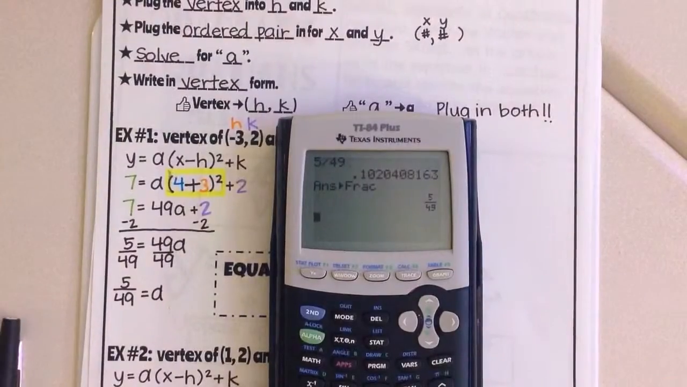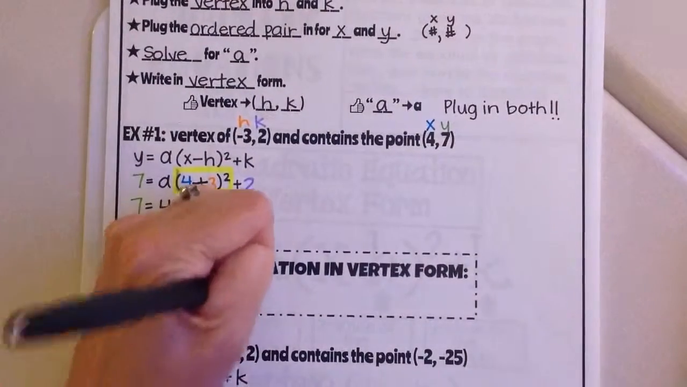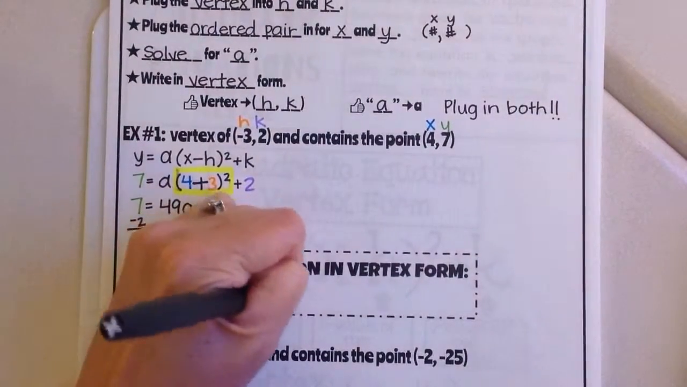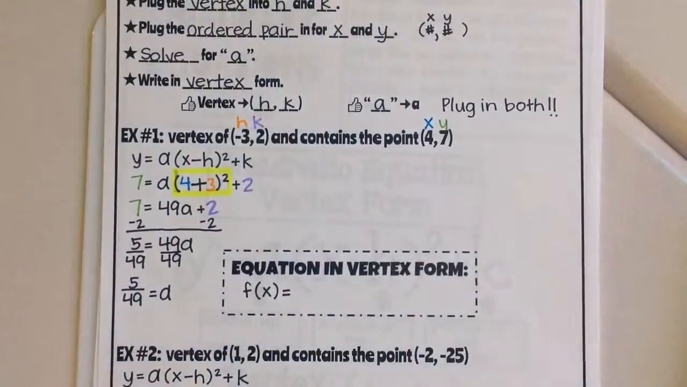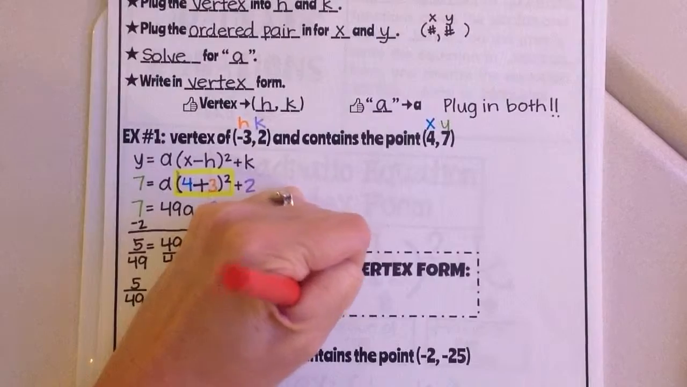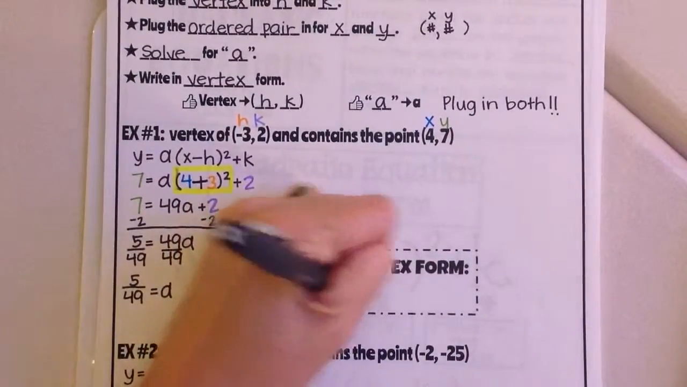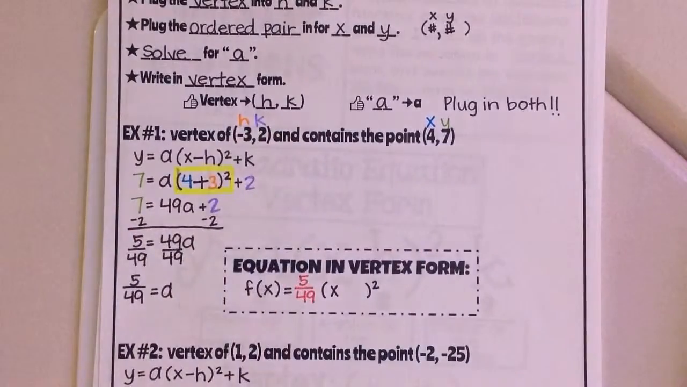Okay, so now that I have my a value and I have my vertex point, now I'm ready to write my final equation in vertex form. So I'm going to write f of x equals, because remember f of x is just another way to say y. I need my a value. So I'm going to write my a value in here, 5/49. Parentheses, x squared. Okay, now I want to plug in my vertex.